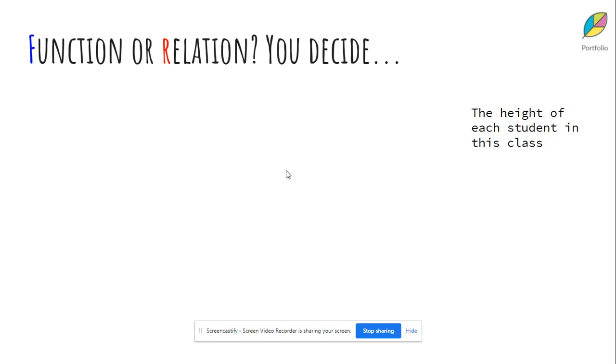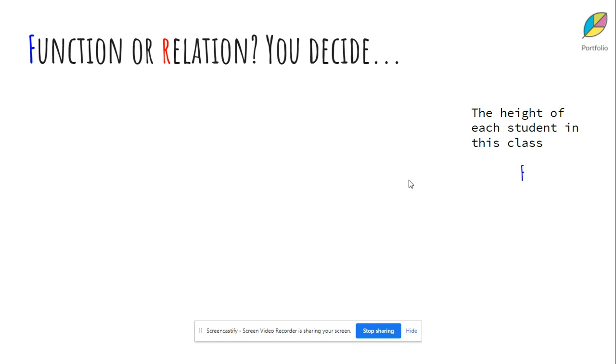So let's take a look at this one. And of course, we are also going to look at different representations. So in this case, we have a description. The height of the students in this class. Would that be a function or would that be a relation? Well, when we think about it, each student is matched with one height. Therefore, this would be a function.